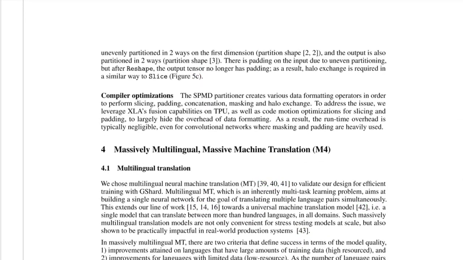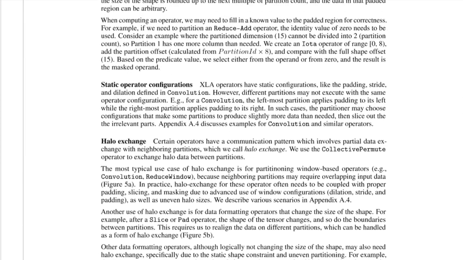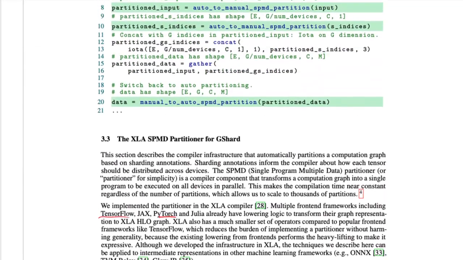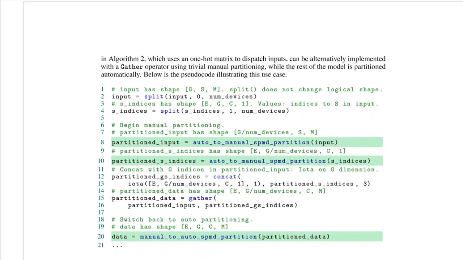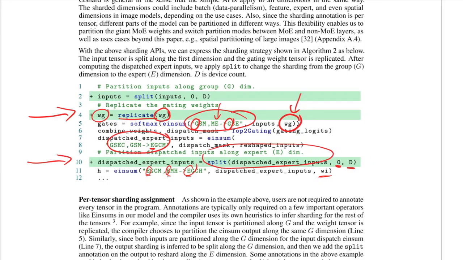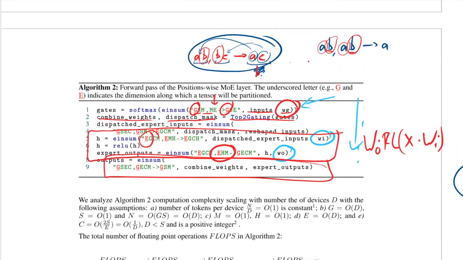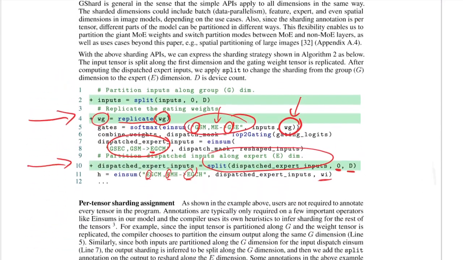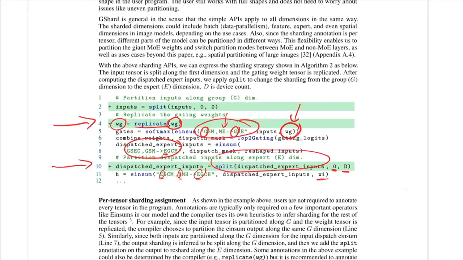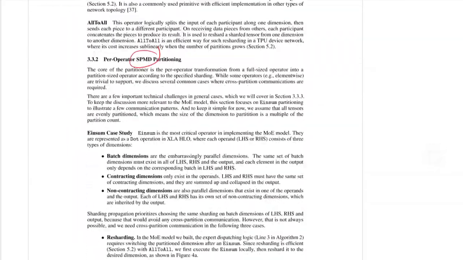So there is a lot more to this system than I've just explained. I just try to give you a flavor of what building a system like this means and how easy it is to use it. In order to implement all of this mixture of experts, you simply go from this, which is a single machine implementation, how you would write it, to this, which is almost the same code, but now you can run it on however many machines. And if you compile it with the system, it will do what you expect it to do in this sharded way. Completely crazy.